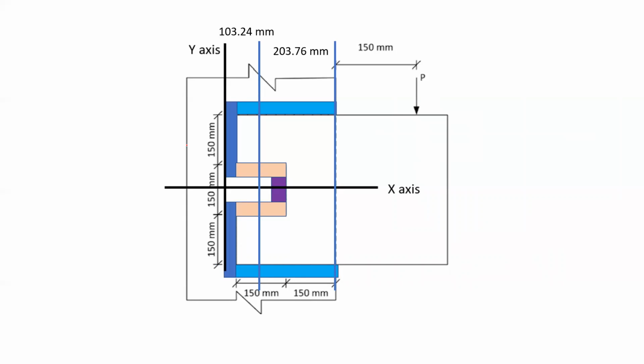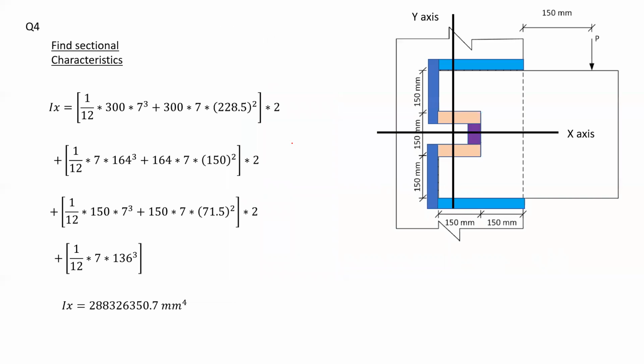So in here, as we can see in this drawing, after finding the location of the centroid, here is the location of the centroid that I have, at 103.24 from the datum that we set as a reference. And based on this information, I can find the distance between the force and the centroid of the welds. So this is 203.76, and it is located also far away by 150 millimeters, the force. Now we continue and calculate the other sectional characteristics, such as the moment of inertia about the x-axis.